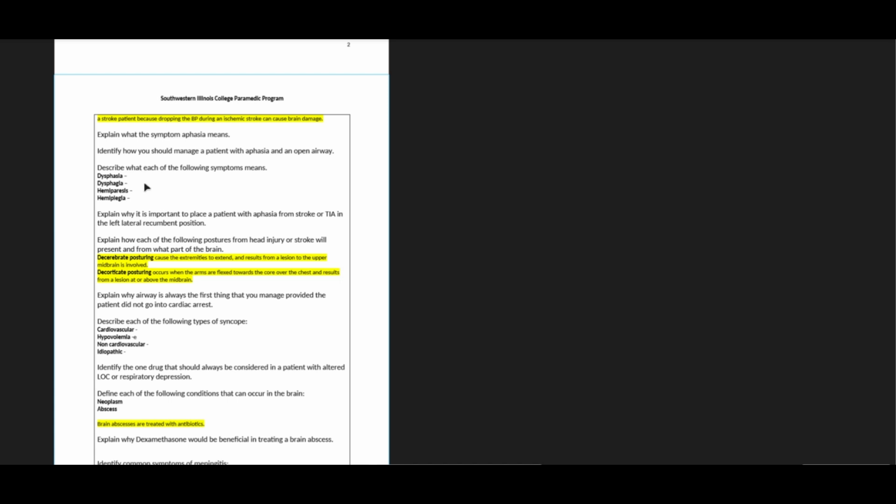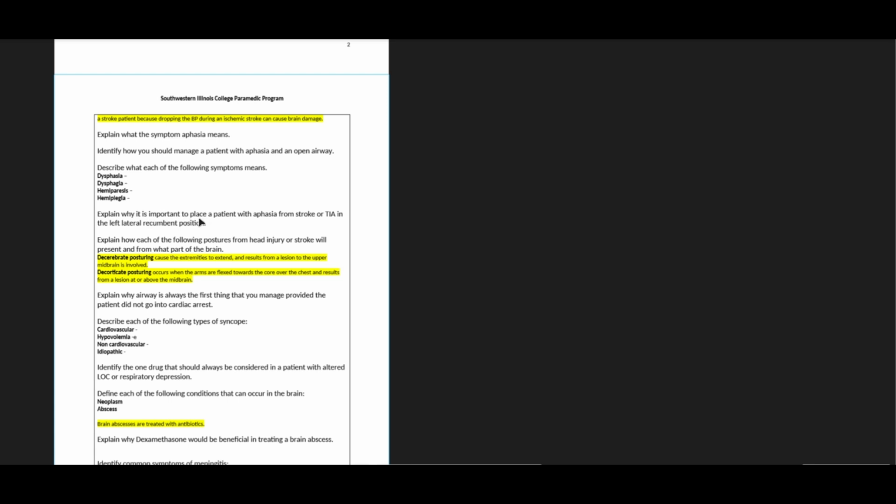Describe what each of the following symptoms mean. Dysphasia is difficulty speaking. Dysphagia, I often say these words as the other one, is difficulty swallowing. Hemiparesis is weakening of one side, and hemiplegia is paralysis of one side.